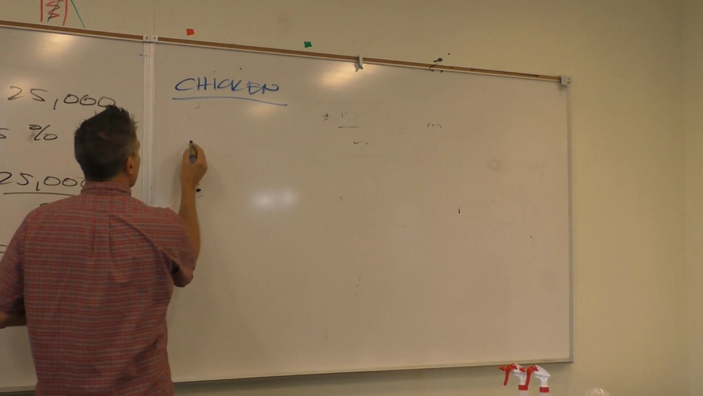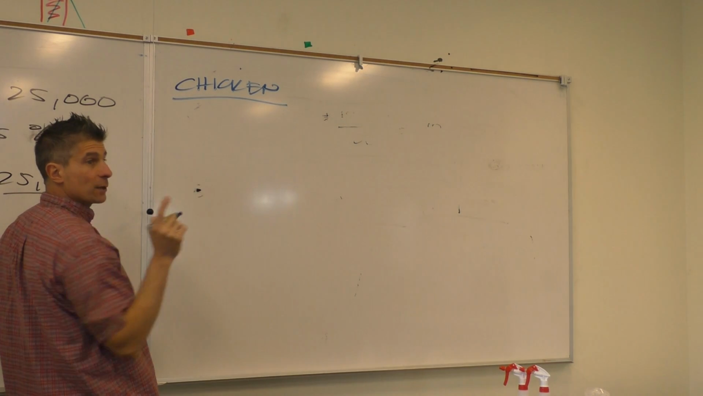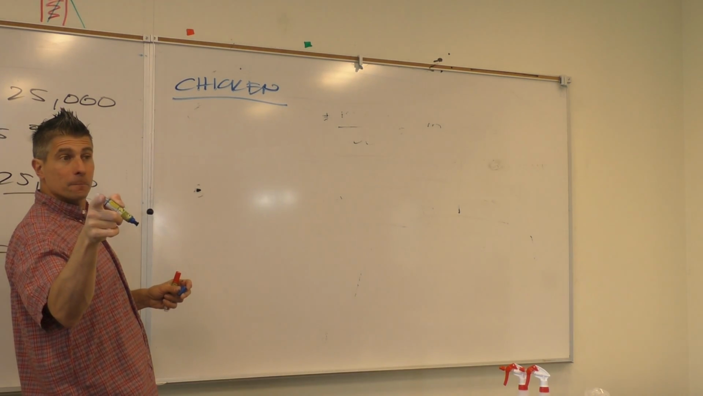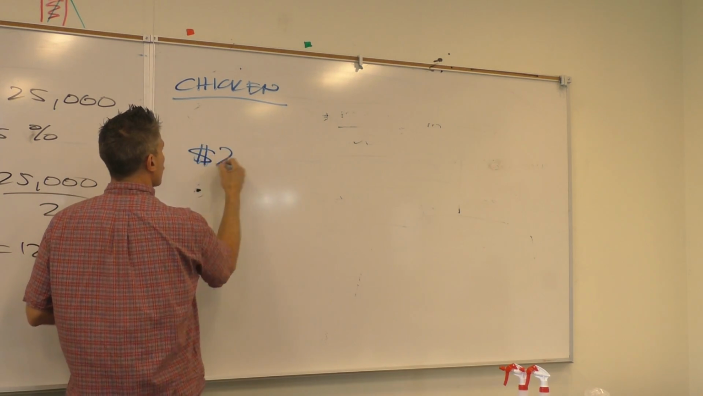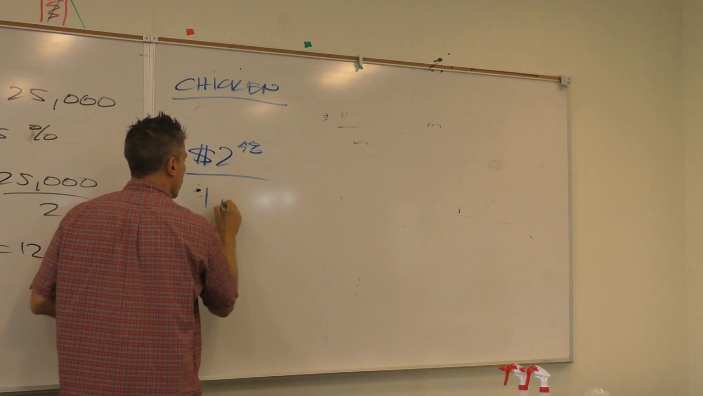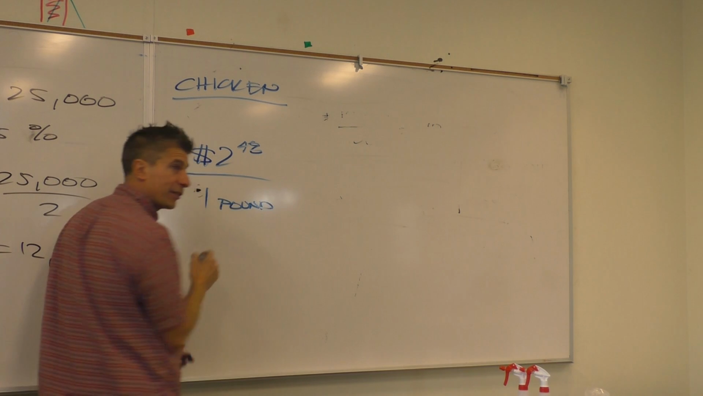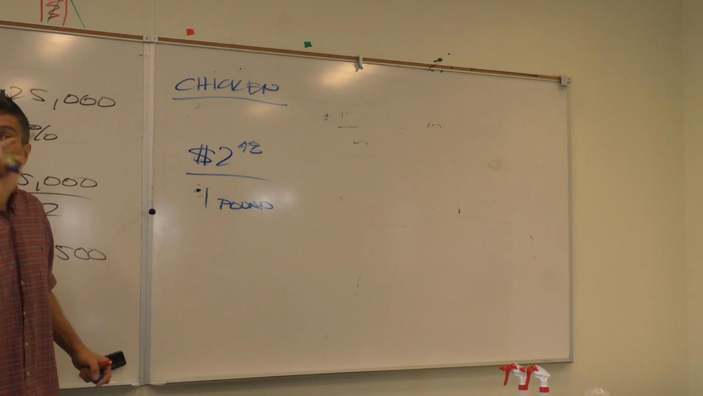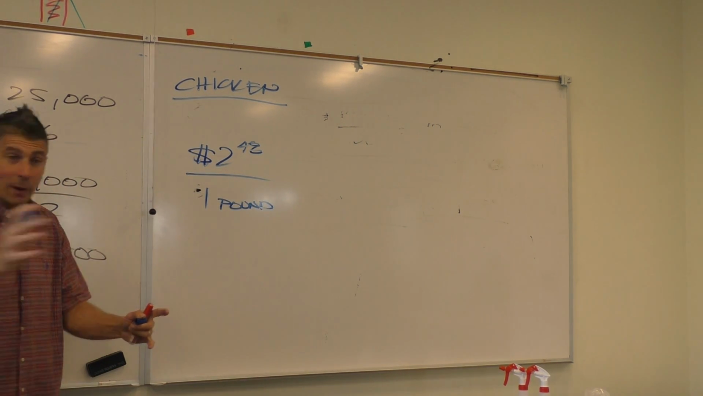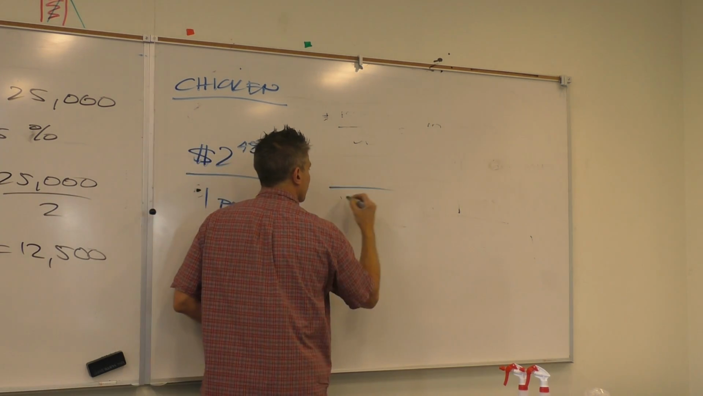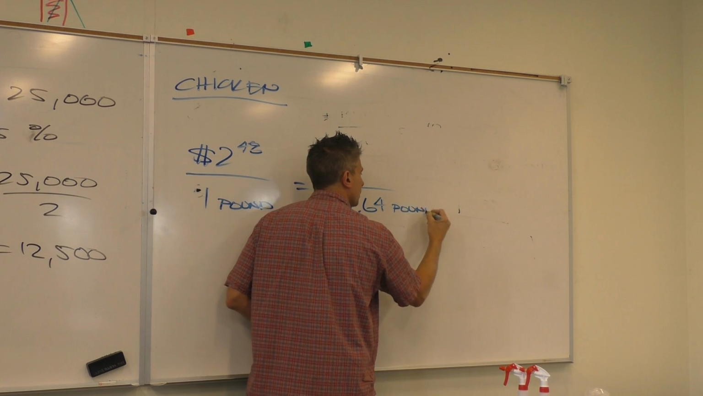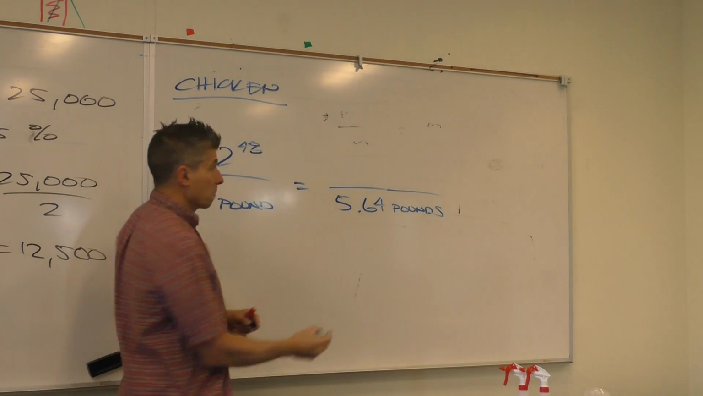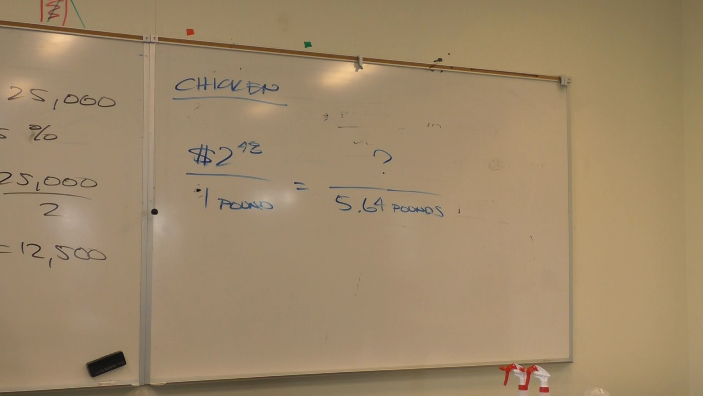So we have to know the unit price of the chicken, which is what? $2.48 a pound? Thank you. $2.48 per 1 pound. And we also know how much this package of chicken weighs, right, Nika? How much? 5.64 pounds. Thank you. What we don't know is the total cost. What we do know is we can find it.